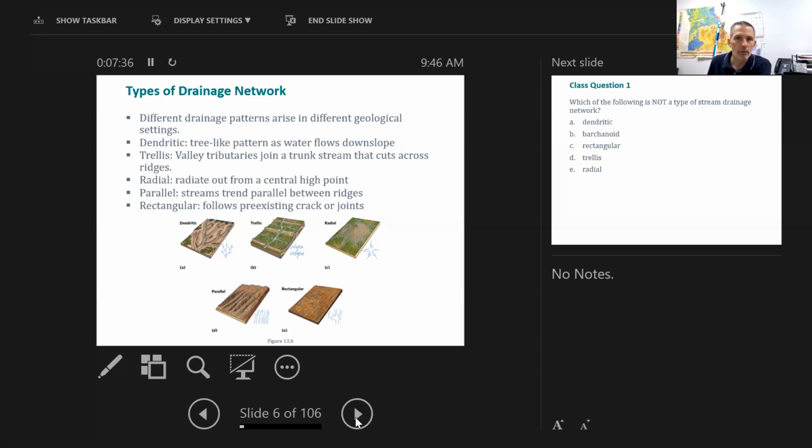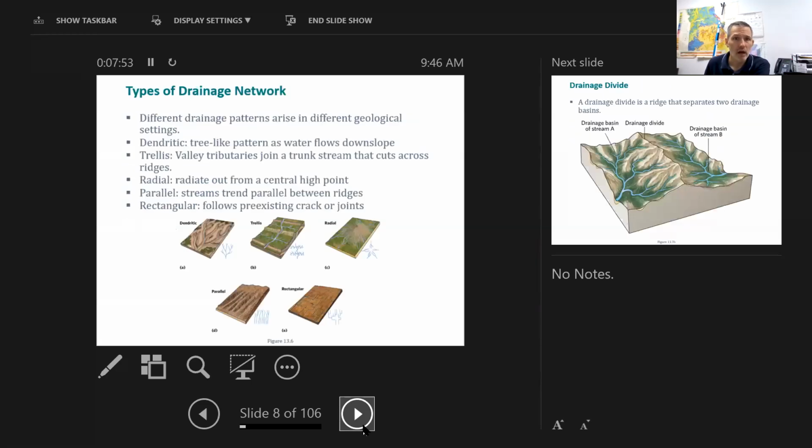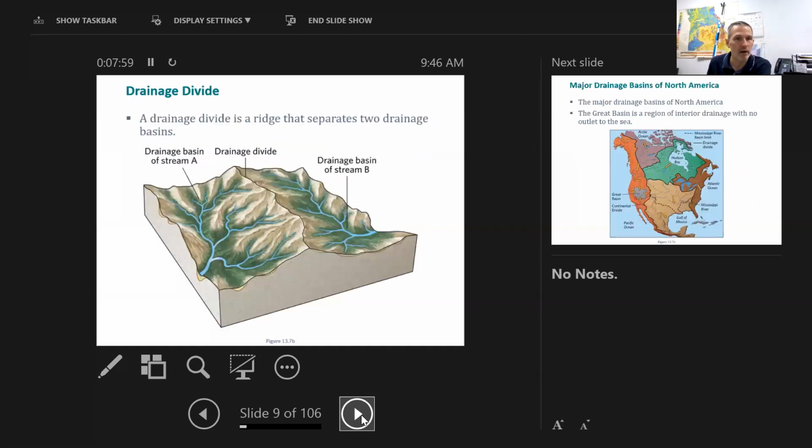So the first question of the end of the chapter quiz is, which of these is not a drainage system? We already talked about all of these except for brachiopod. There's your hint. When we start looking at these different patterns again, we have identified all of those.